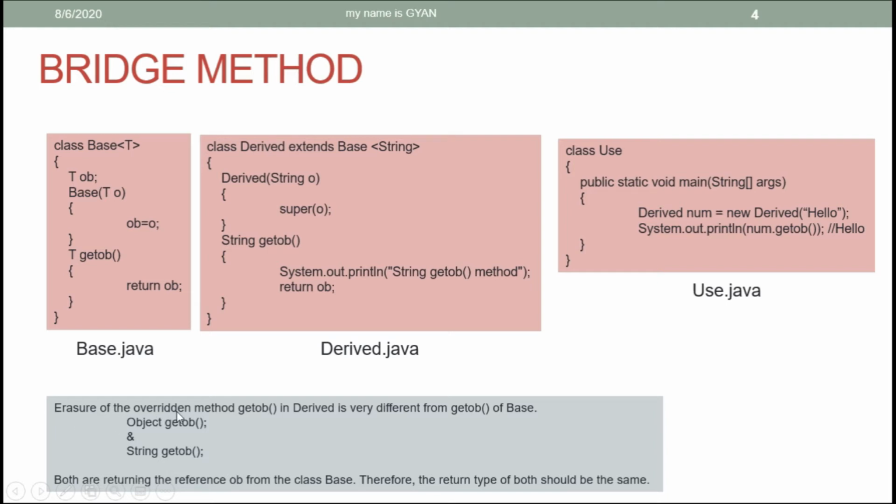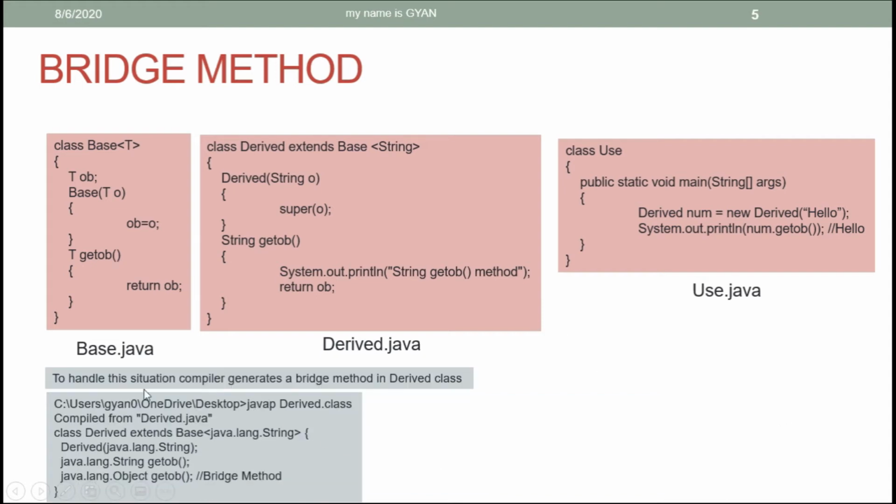So, erasure of the overridden method getOb in the class Derived is very different from the method getOb in the class Base. Both are having different return types. But the issue is that both are returning the same reference variable ob from the class Base. Therefore, the return type of both should be the same. Now, to handle this situation, the compiler generates a bridge method in the Derived class. That means in the Derived class, the compiler will create another method whose name is getOb and which will return Object instead of a String. So now the class Derived will have two getOb methods.